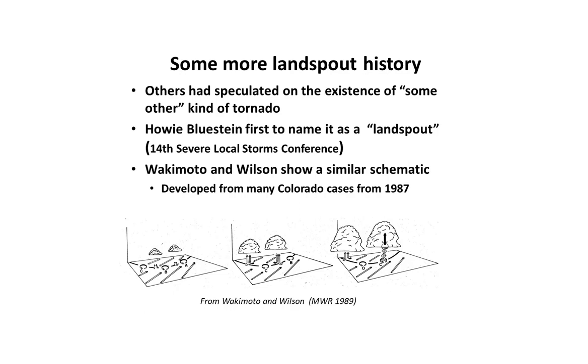So this became known as a landspout, and actually Howie was the first person to coin that name, at the 14th Conference on Severe Local Storms. He didn't have a good radar study of it, but he noticed there were some other tornadoes that once in a while showed up when he went out to study it. And then Wakimoto and Wilson had a really good paper that looked at a lot more cases from a big field program we had in 1987. And their schematic is shown here. It's a little curious because the clouds look kind of smaller, and typically I think they are much bigger.